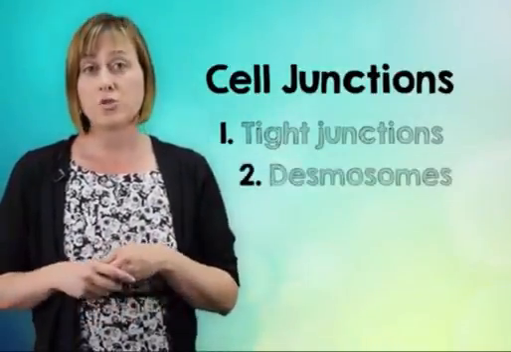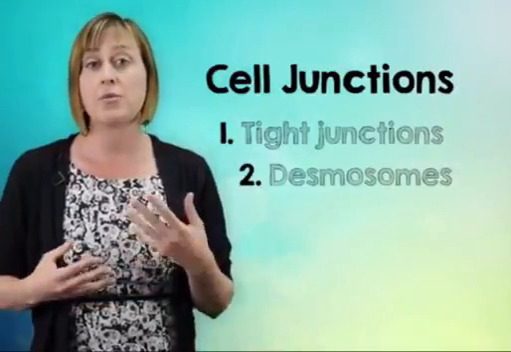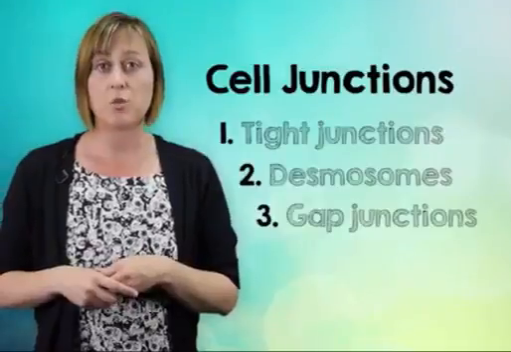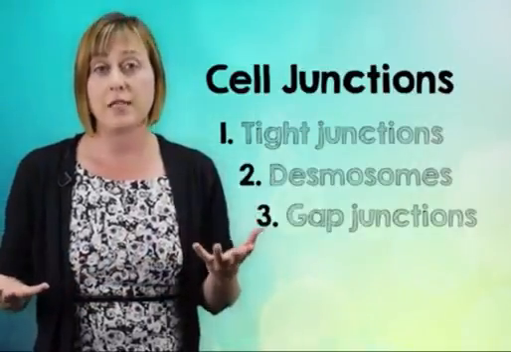So just to recap what we've covered in this lesson, there are three types of cell junctions. Tight junctions, which firmly adhere adjacent cells to one another to form an impenetrable barrier. Desmosomes, which further strengthen these tight junctions and make them resistant to stretching and twisting. And finally, gap junctions, which enable cells to communicate effectively with one another.